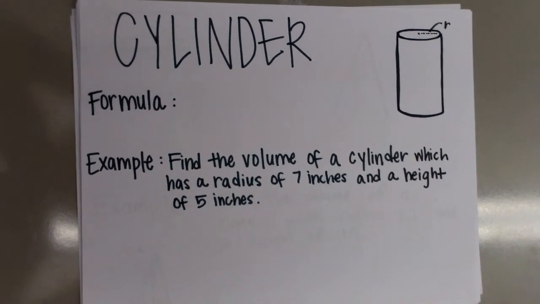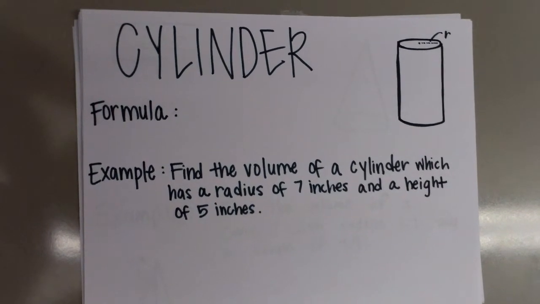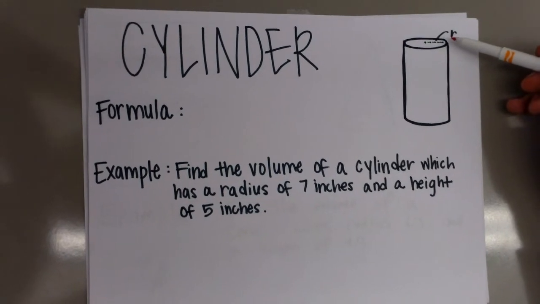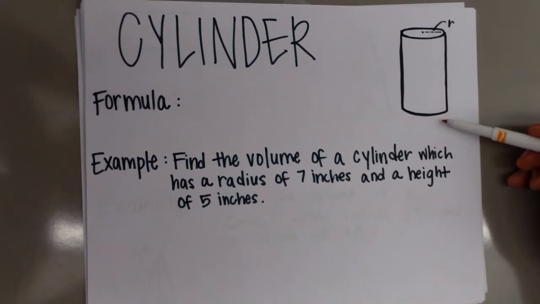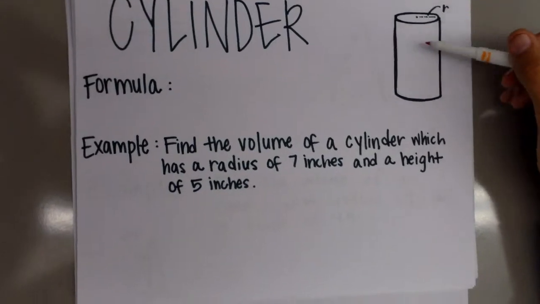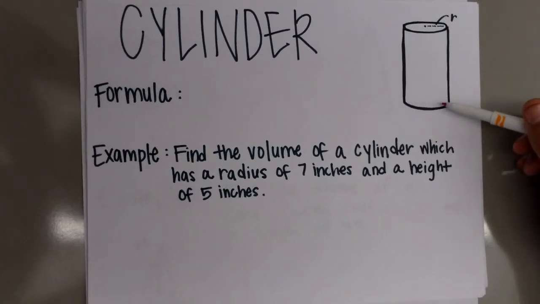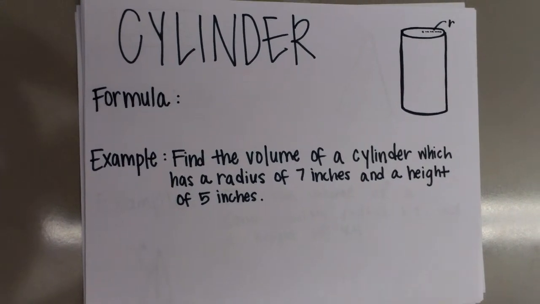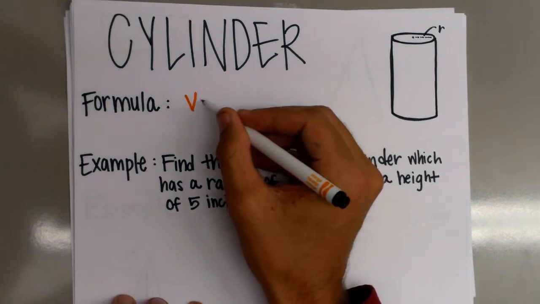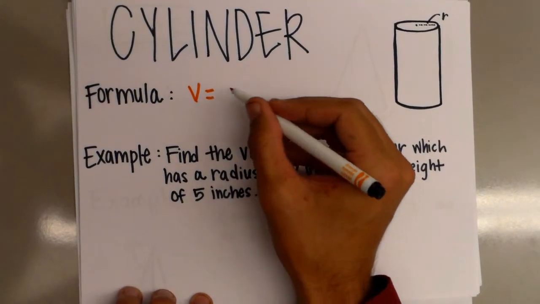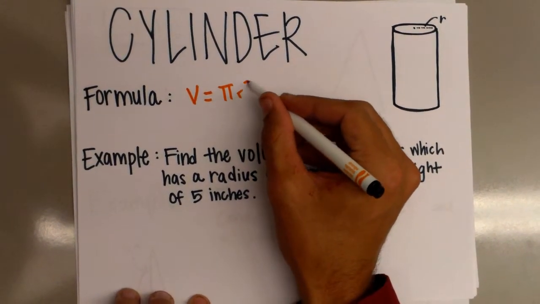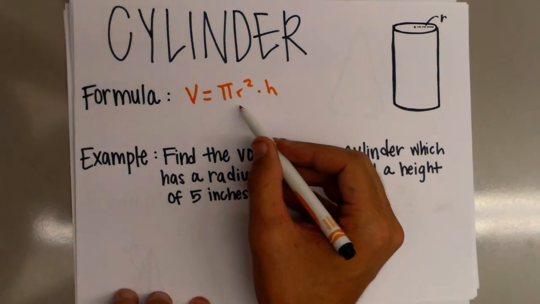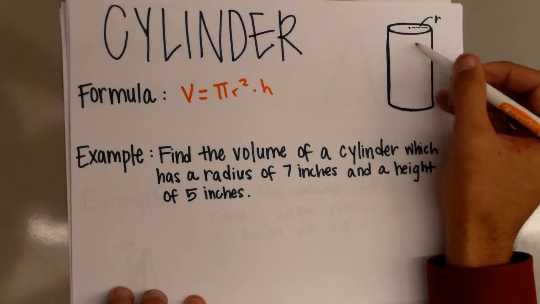Alright, so the first object we're going to talk about is a cylinder. A cylinder has a base of a circle, and you basically stack up your base, which is your height. So it's like a whole bunch of circles stacked up on top of each other. The formula for the volume, or how much substance you can put inside a cylinder, is volume, V, equals pi r squared times height. This pi r squared is just the area of the base, the circle.